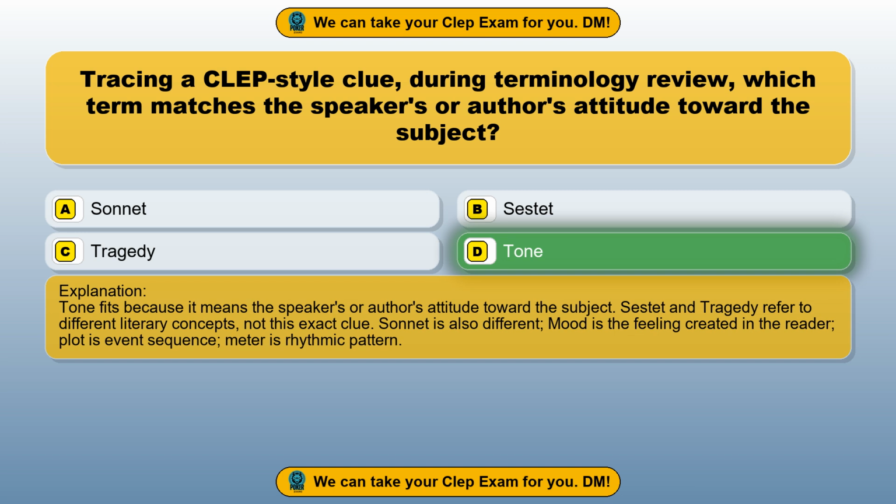Tone fits because it means the speaker's or author's attitude toward the subject. Sestet and tragedy refer to different literary concepts, not this exact clue. Sonnet is also different. Mood is the feeling created in the reader, plot is event sequence, meter is rhythmic pattern.